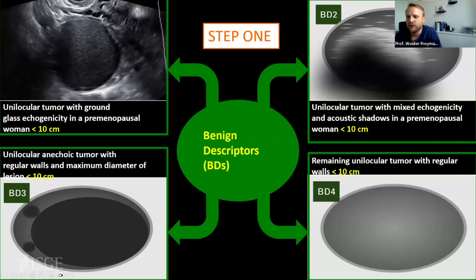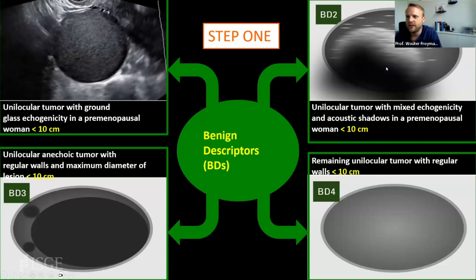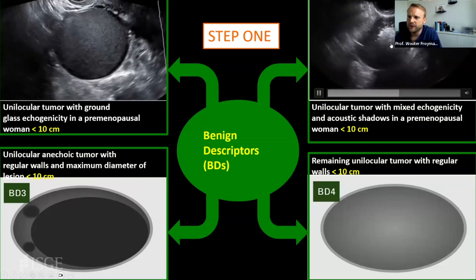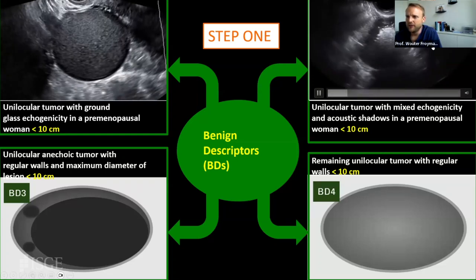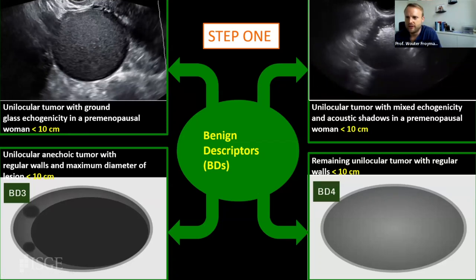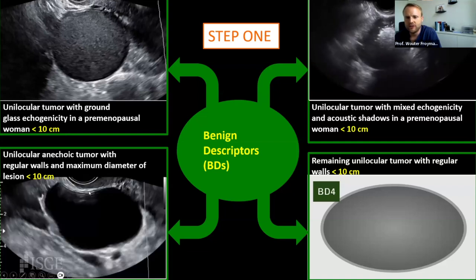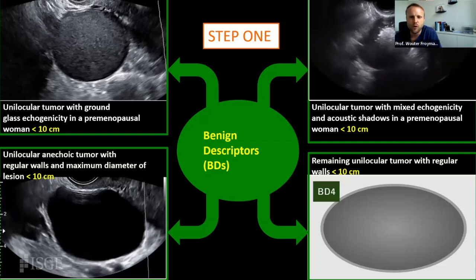Second, a unilocular tumor with a mixed content. So you see here a mixed echogenicity, and you see acoustic shadows. If it's less than 10 centimeters, this is suggested for the presence of a dermoid cyst or a mature teratoma. Then the third one is the unilocular anechogenic tumor, so a very hypo or anechogenic content. Regular walls, also less than 10 centimeters, is suggested for the presence of a serous cystadenoma.